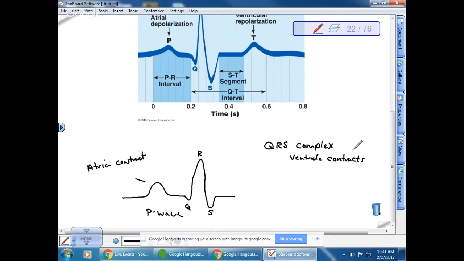Okay. So then we have another wave, right? And right here, this would be the atria relaxing. When the ventricles contract, the atria relax, but it's kind of hidden. So we don't see that difference in the depolarization, but we see ventricular relaxation, which is right here. And so this is what is called the T wave. This is where the ventricles relax.